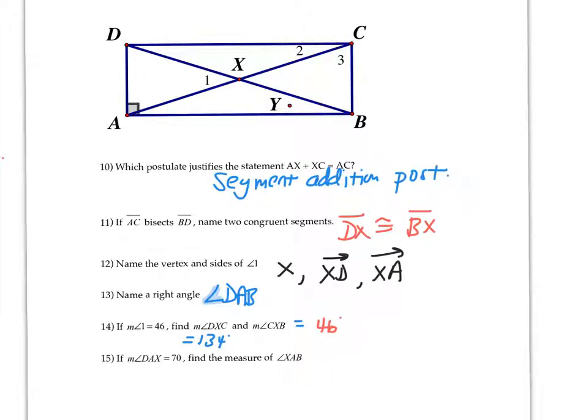Okay, for number 15, it says if the measure of angle DAX is 70, so I can come in here and put 70 degrees, we have to find the measure of angle XAB, which is this angle. Well, that's going to be 20, because we know that this angle is a right angle, so it has to have a measure of 90 degrees.